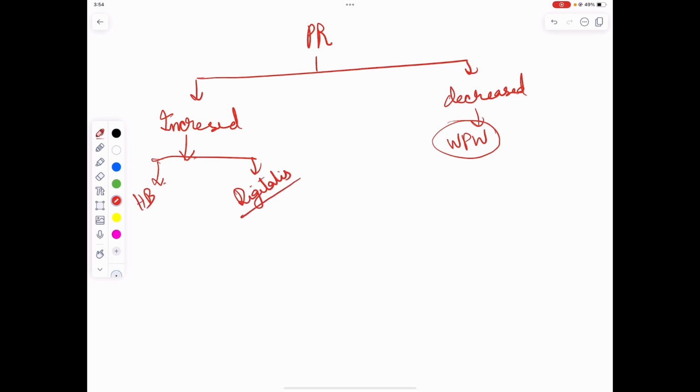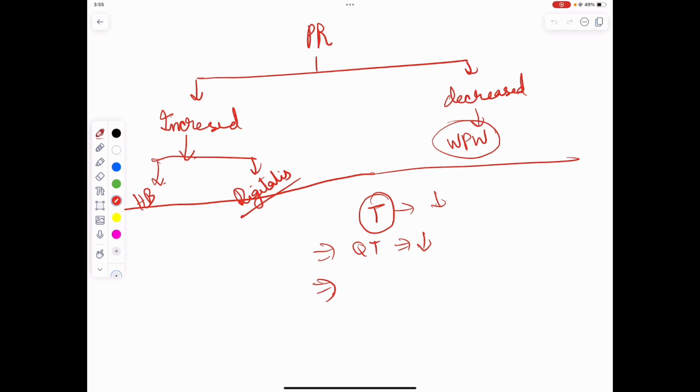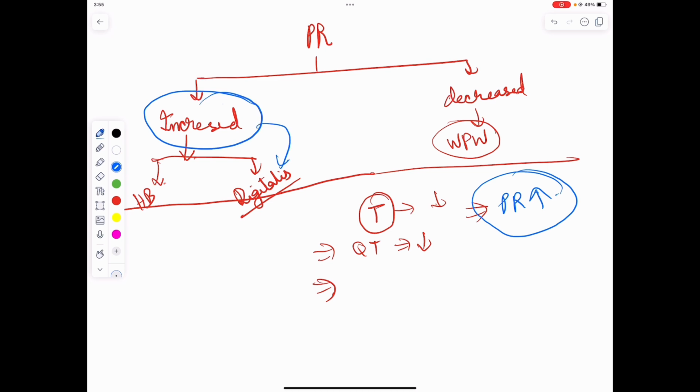Now what happens in digitalis? In digitalis, anything that has T written over it would reduce. That is, the QT interval will reduce. See, in digitalis, anything having T will decrease, but anything not having T will increase. That is, the PR interval would increase in digitalis. So the PR interval is increasing continuously, while the T interval is reducing. Also in digitalis, the QT reduces, and there is absence of T wave.